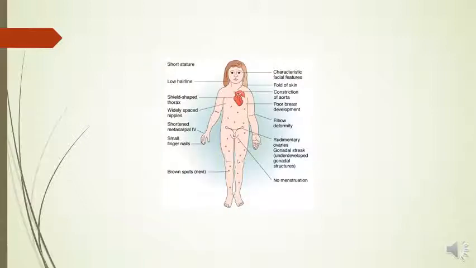And this slide shows you some of the basic characteristics of an individual that has Turner syndrome. Fold of the skin and the webbing of the neck, constriction of the aorta, poor breast development, elbow deformity, rudimentary ovaries, streak gonads, amenorrhea, brown spots called nevi, small fingernails, shortened metacarpal number 4, widely spaced nipples, a shield-shaped thorax, and short stature.